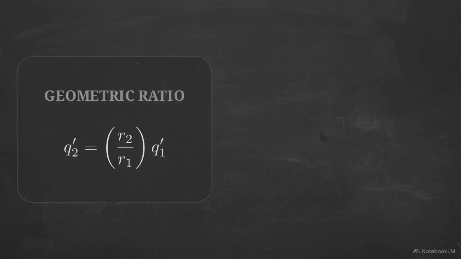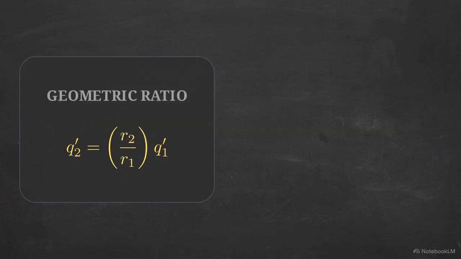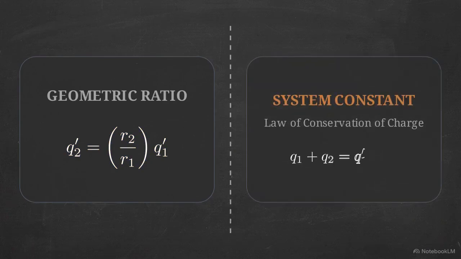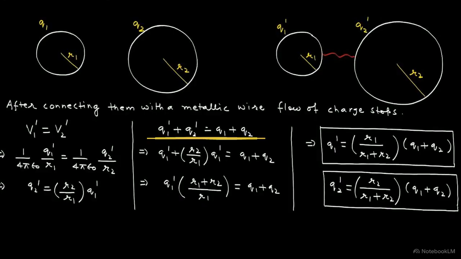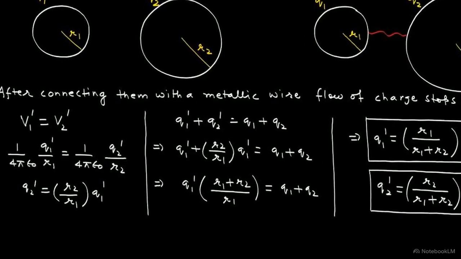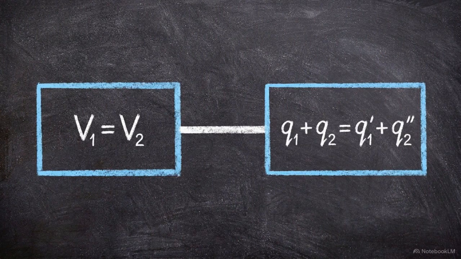But to solve for the exact final numbers, we need a second fundamental rule to anchor the math: the law of conservation of charge. Moving to the middle column, this equation states a simple truth. The total combined charge after the connection must mathematically equal the total combined charge we started with. No energy is lost.